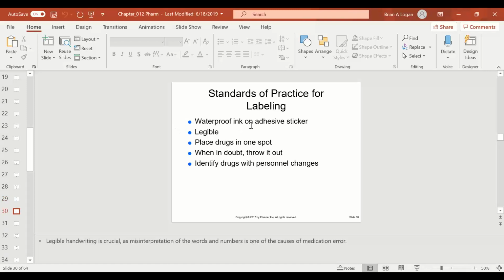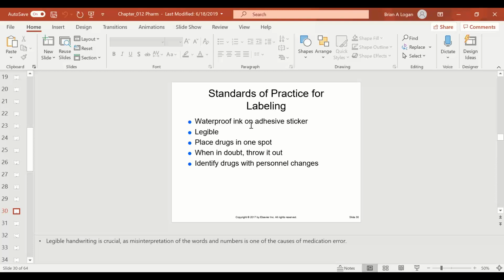You need some kind of waterproof ink. Your skin marker does that. It has to be legible, so somebody else has to be able to read it. Because what if you started the case and you're getting relieved to either go to lunch or go home for the day, and your relief comes in and they don't know what medication's in what container because they can't read the label.